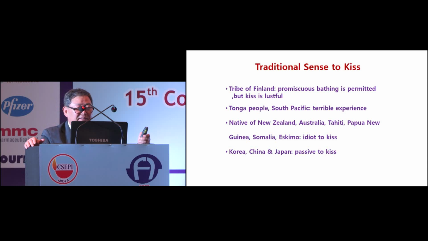Passing is permitted, but kissing is lustful in Finnish peoples.